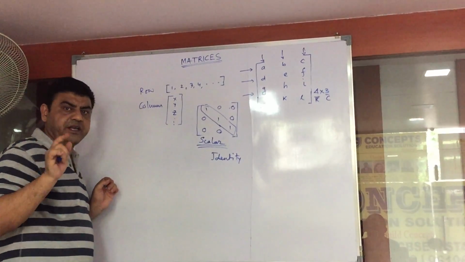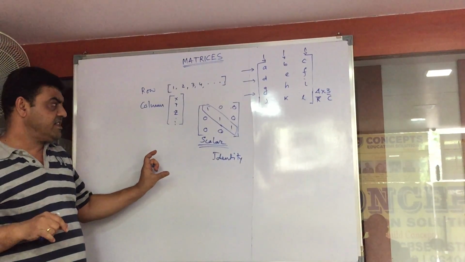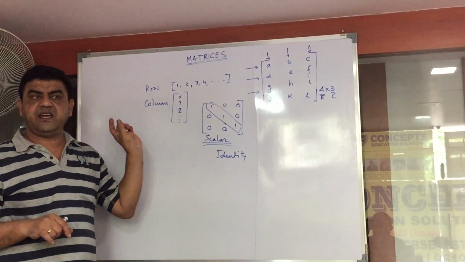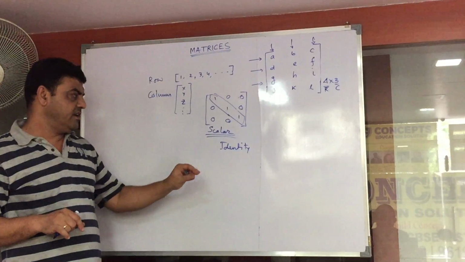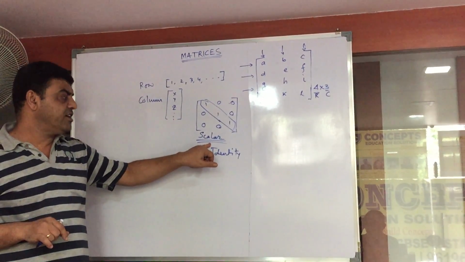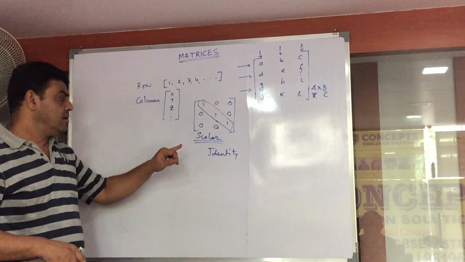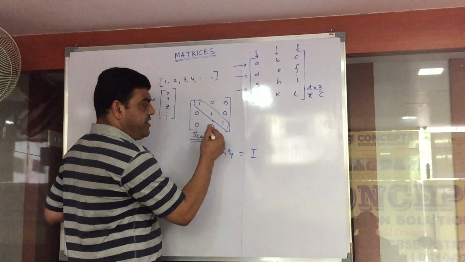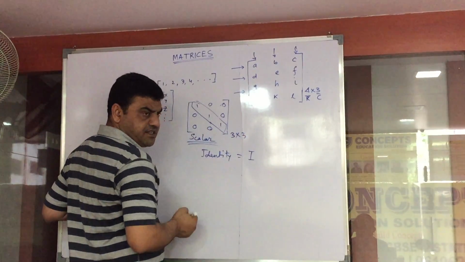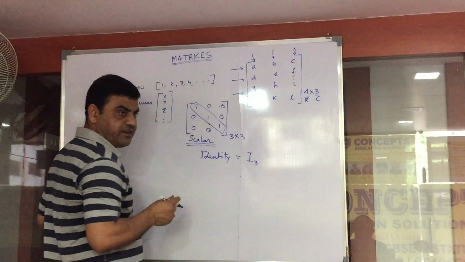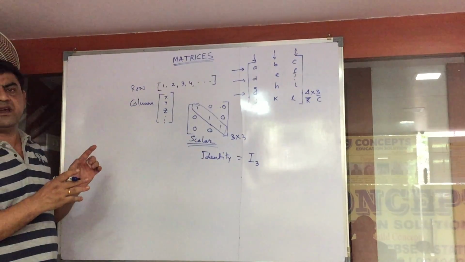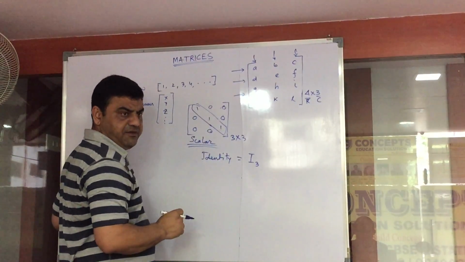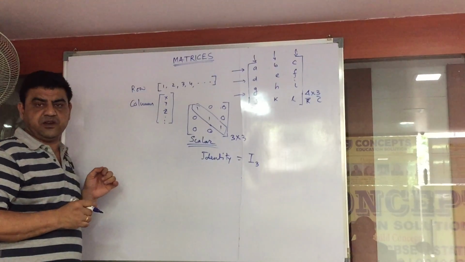Again I am repeating, it has to be a square matrix so that there is a unique diagonal. If the leading diagonal elements are all equal to something other than 1, then we call it a scalar matrix. If they are all equal to 1, we call it an identity matrix. An identity matrix is generally represented by I with a number. In this particular case, it is a 3 by 3 matrix, so we write this as I3. We don't write 3 by 3. I3 itself represents a square matrix of order 3 and its leading diagonal elements are all 1. All other elements are 0.